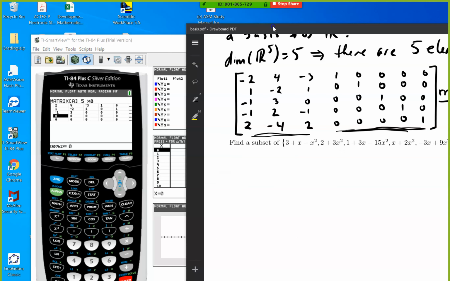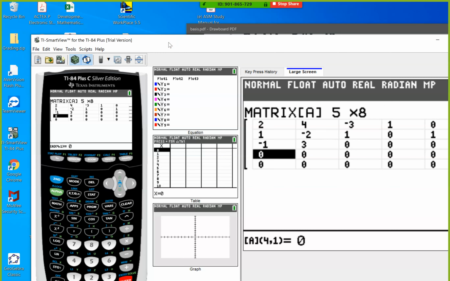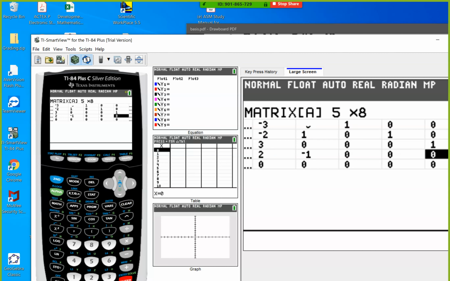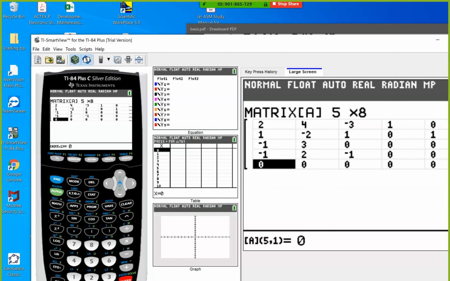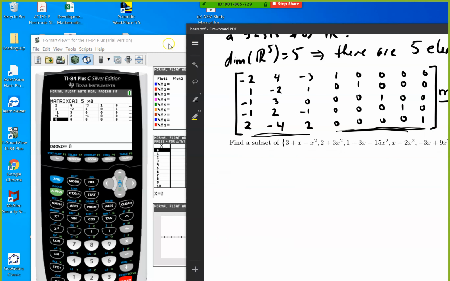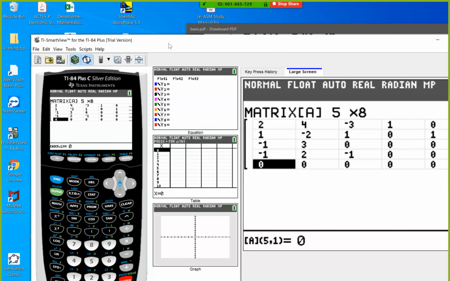And then -1, 2, -1. So -1, 2, -1, and then 0, 0, 0, 0, 0, 0, 1, 0. And then the last row is 2, -4, 2. So 2, -4, 2, and then 0, 0, 0, 0, 1.